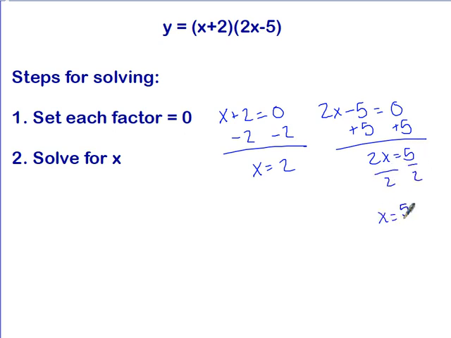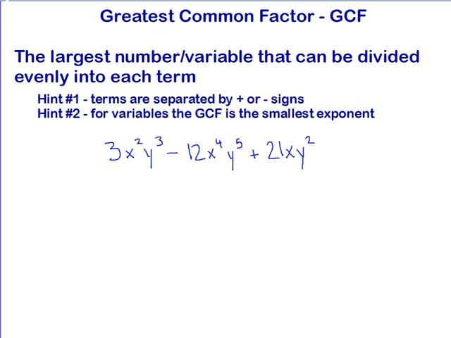Okay, so x equals 5 halves. So my two solutions are x equals negative 2, and x equals 5 halves. So they are opposite of my factors. And the rest of the unit is going to be, what if I don't give you factored form? We're going to show you how to get it into factored form so that you can use this process to solve.